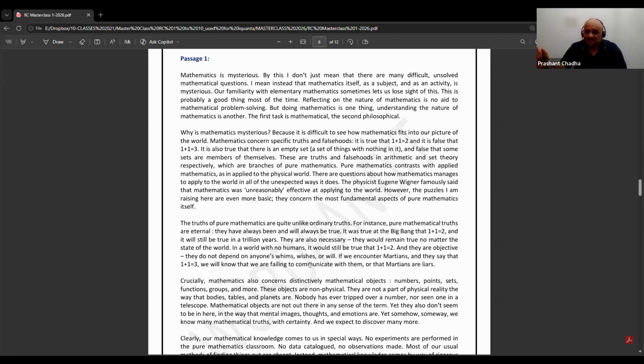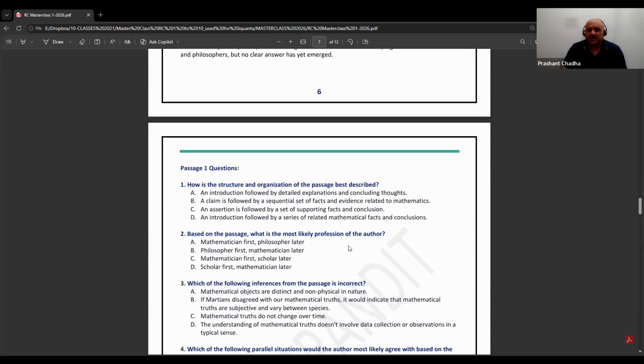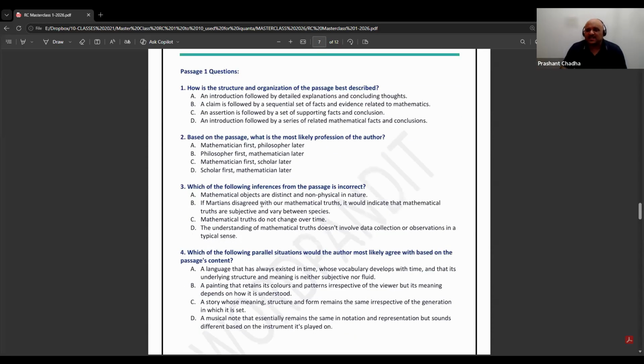In terms of mathematics, this fact can't change, or the fact is that they are lying, because this truth cannot change. It is objective in nature. Different people cannot have different views of it. Option number B: if Martians disagreed with our mathematical truths, it would indicate that mathematical truths are subjective and vary between species. Can this be an inference which can be derived from the passage? Can mathematical truths be subjective?